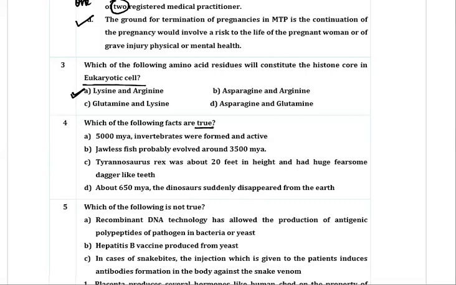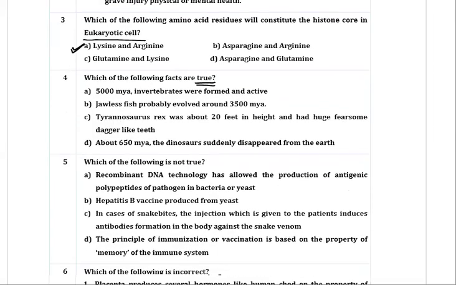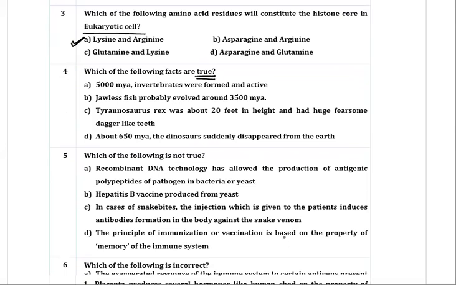Again, here the keyword is true. In this, the options are given. The first one, 5,000 million years ago, invertebrates were formed and active. No, this is not 5,000 million years, it is 500 million years. So this is incorrect. Jawless fishes probably evolved around 3,500 million years ago. This is also incorrect. It is 350 million years ago. Then the third option is that Tyrannosaurus rex was about 20 feet in height and had huge fearsome dagger-like teeth. This is a correct statement.